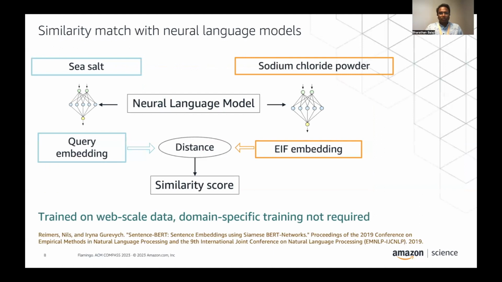A well-established solution is using language models trained with neural networks. To our knowledge, we are the first to study neural language models for this problem. The basic idea is that the words get encoded into vector representation, the representation itself is based on the neural network trained on web scale data. So it generalizes to most domains. And by matching the vectors using a distance metric such as cosine similarity, you can find the closest match in an EIF dataset.